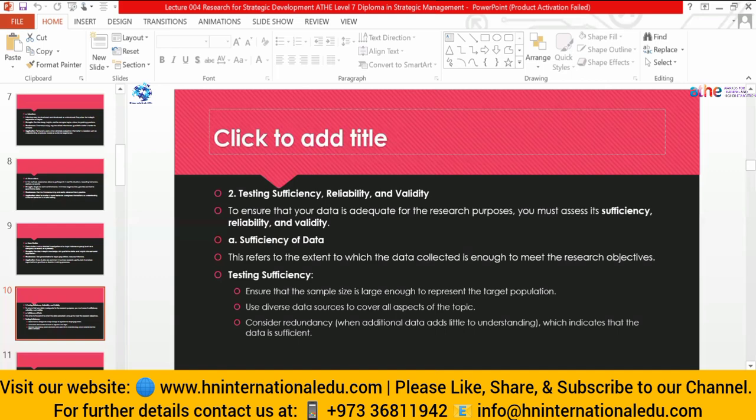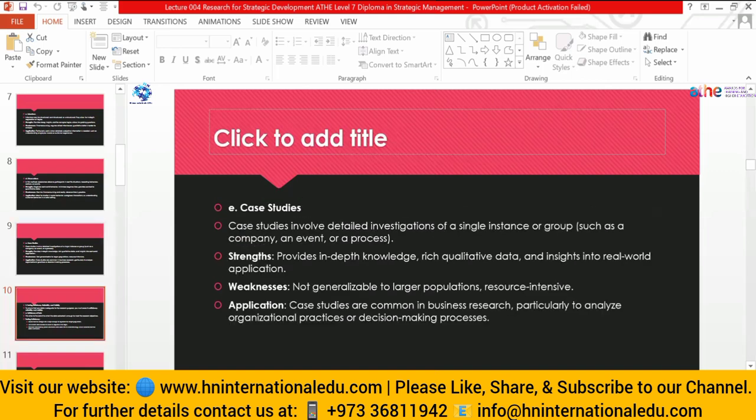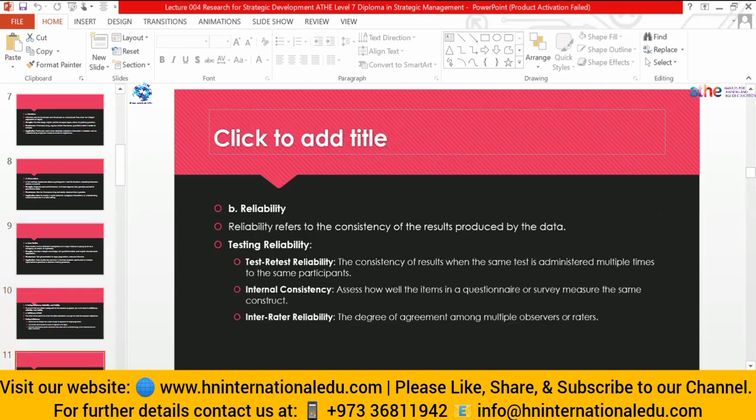Consider redundancy, that is when additional data adds little to understanding, which indicates that the data is sufficient. When the data which you have already researched for the topic you have decided for the research proposal or a thesis, you know that it's going to be enough, and it is able to answer every query. Then we have reliability. Reliability refers to the consistency of the results produced by the data.